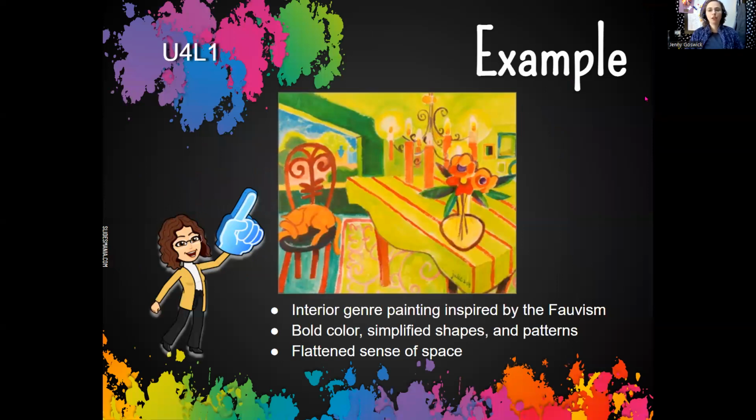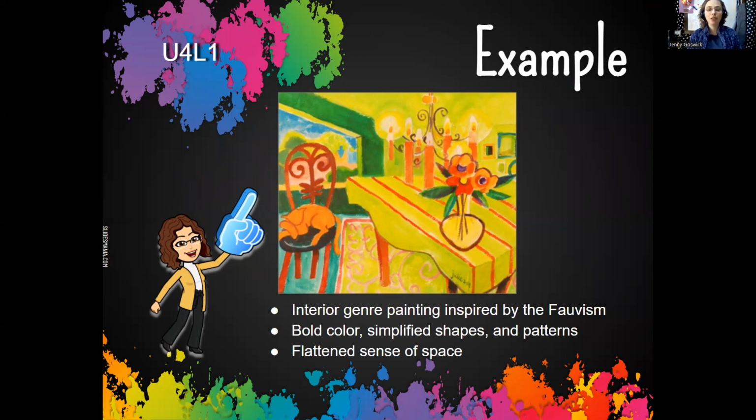I wanted to show you here an example of a finished piece. This is the example that was given in the OLS, and this is an example of brightly colored, expressive color interior genre painting in the Fauvist style. So you can see a lot of those things here.